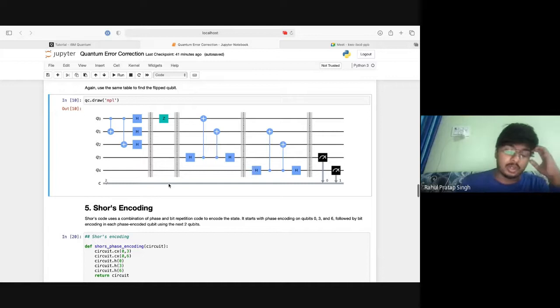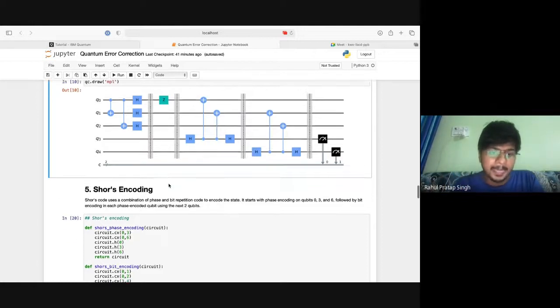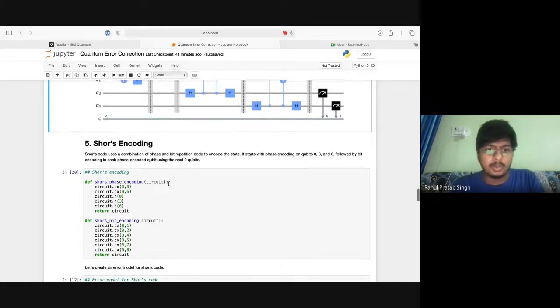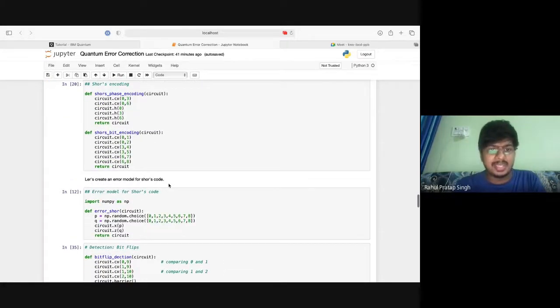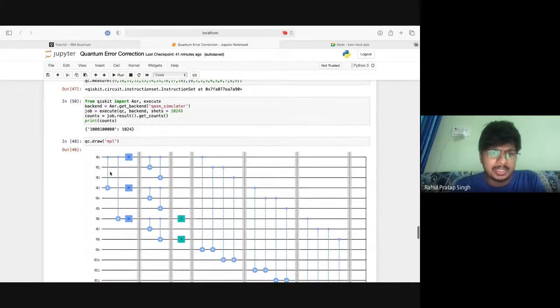Now coming to Shor's algorithm, but not taking Shor's algorithm as a whole, rather using only Shor's encoding. So Shor's encoding is a mixture of phase and bit. What it does is first encode the phase and then the bit. And I can show you basically here. What it did here is first encode the phase into 3 qubits and then use each qubit to create a bit encoding. So for one of the phase encodings it created this 3, and then another one this 3, this 3.